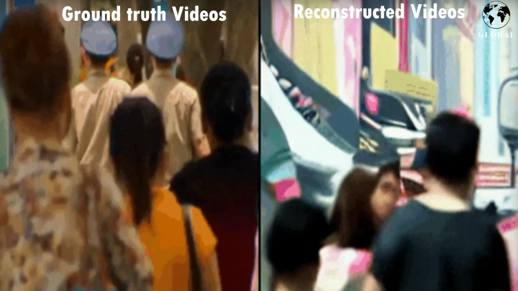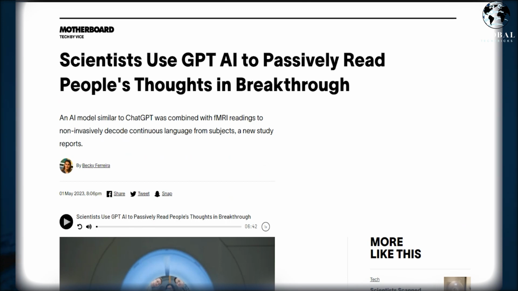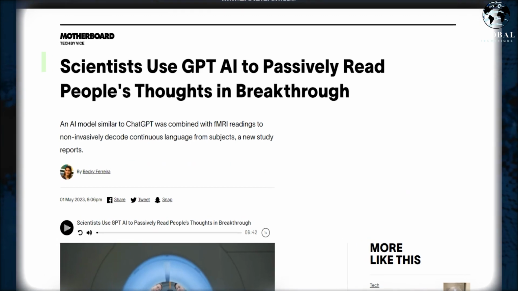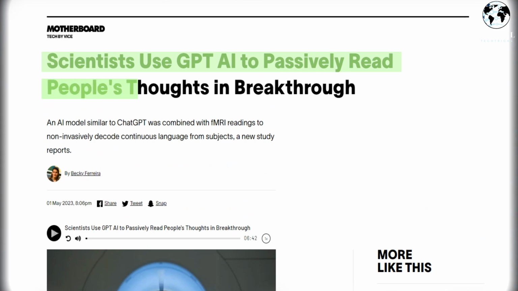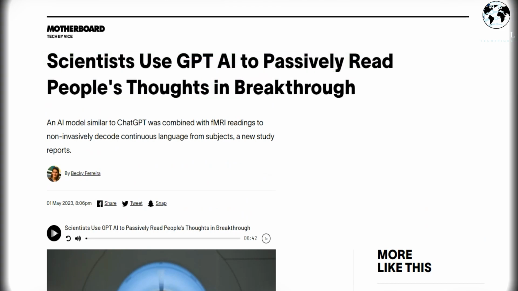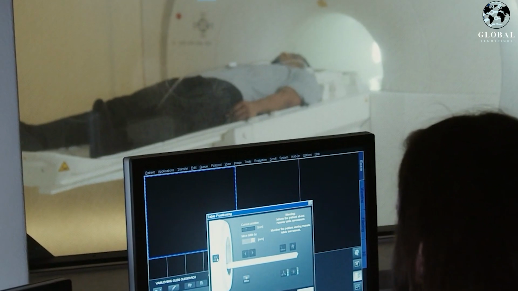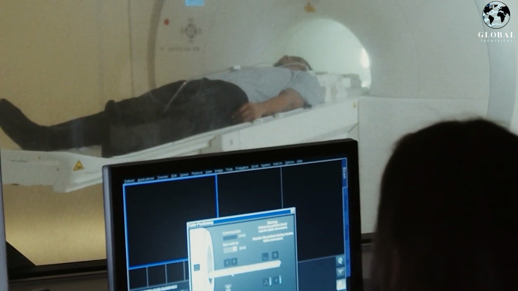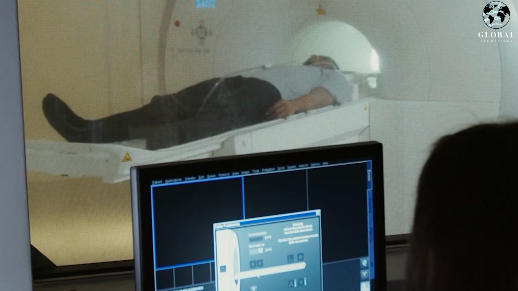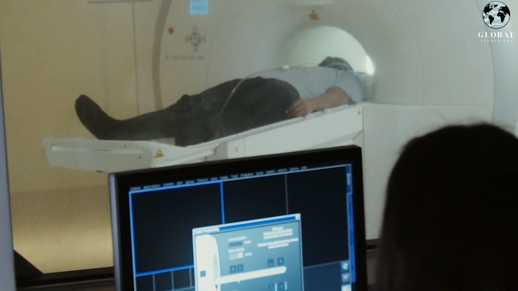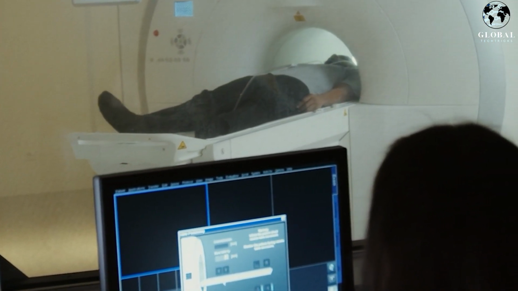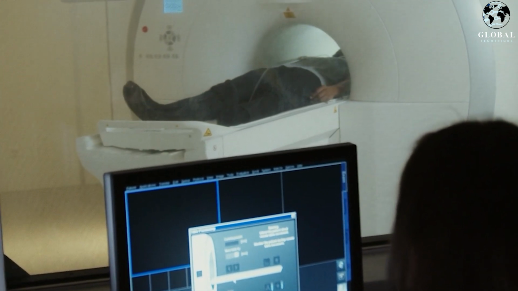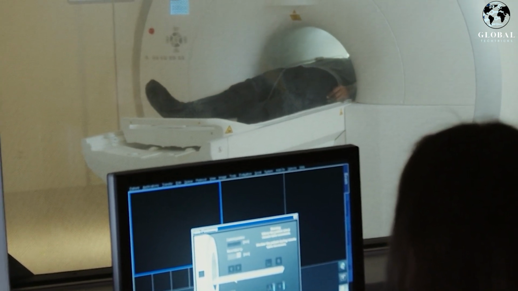through the decoding process. Earlier, scientists explored the use of MRI technology combined with GPT to passively read people's thoughts. In this experiment, participants were placed inside an MRI machine while listening to various audio stimuli. By analyzing the participants' brainwaves, the researchers aimed to interpret and understand the content of their thoughts. Although the decoding process did not enable a word-for-word extraction of the participants' inner thoughts, it successfully captured the general essence and idea of what they were thinking about.